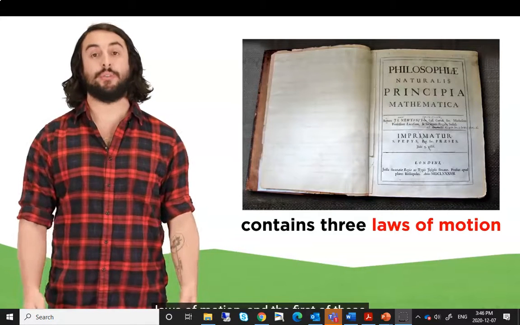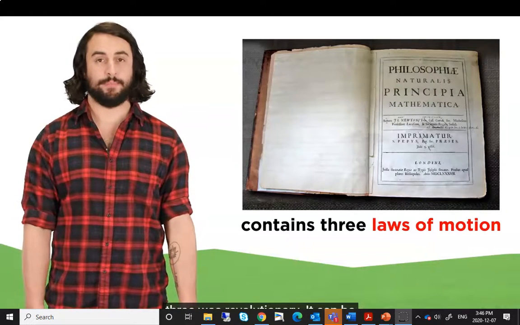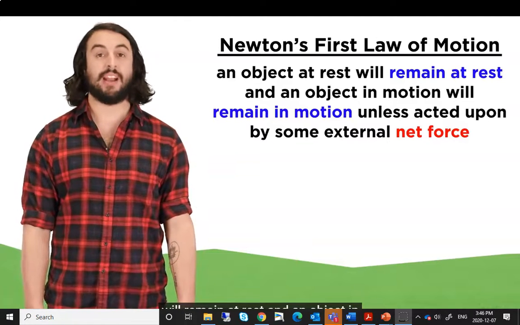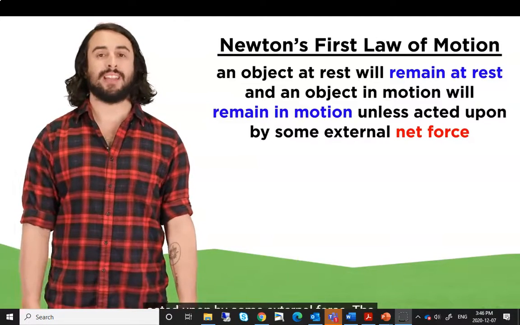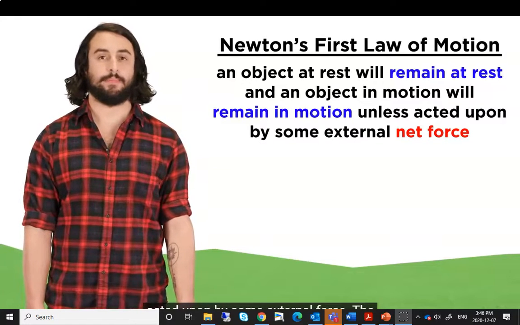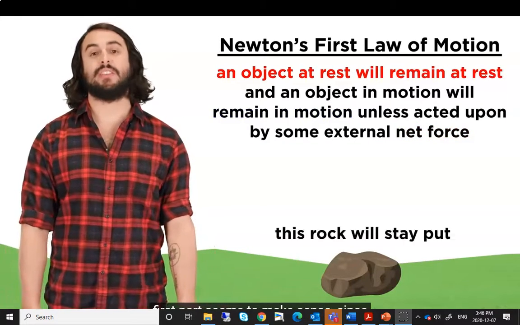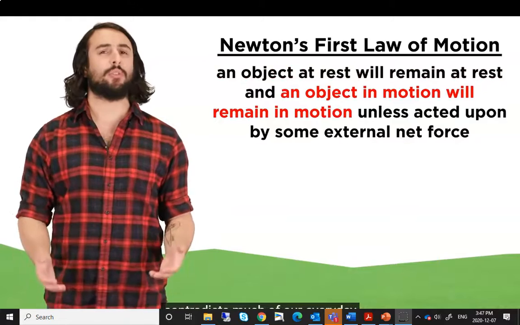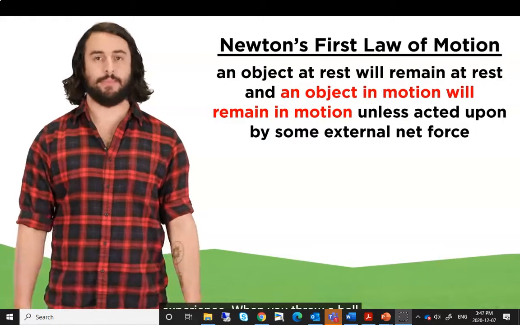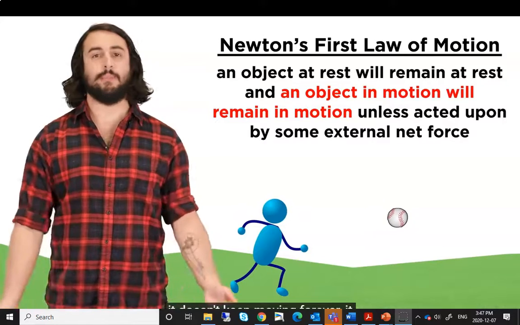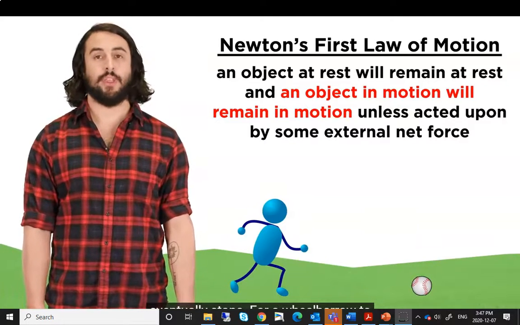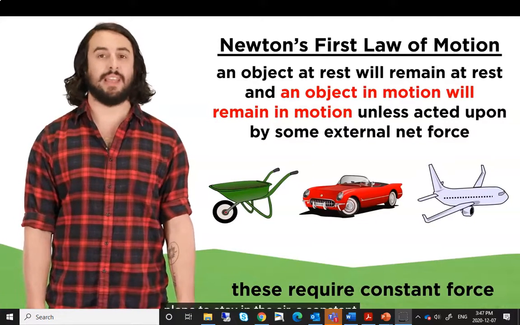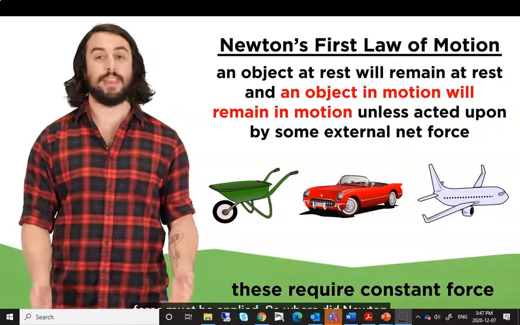Three laws of motion, and the first of these three was revolutionary. It can be summarized as follows. An object at rest will remain at rest, and an object in motion will remain in motion, unless acted upon by some external force. The first part seems to make sense, since motionless objects typically don't just start moving. But the second part contradicts much of our everyday experience. When you throw a ball, it doesn't keep moving forever. It eventually stops. For a wheelbarrow to roll, or for your car to move, or for a plane to stay in the air, a constant force must be applied.